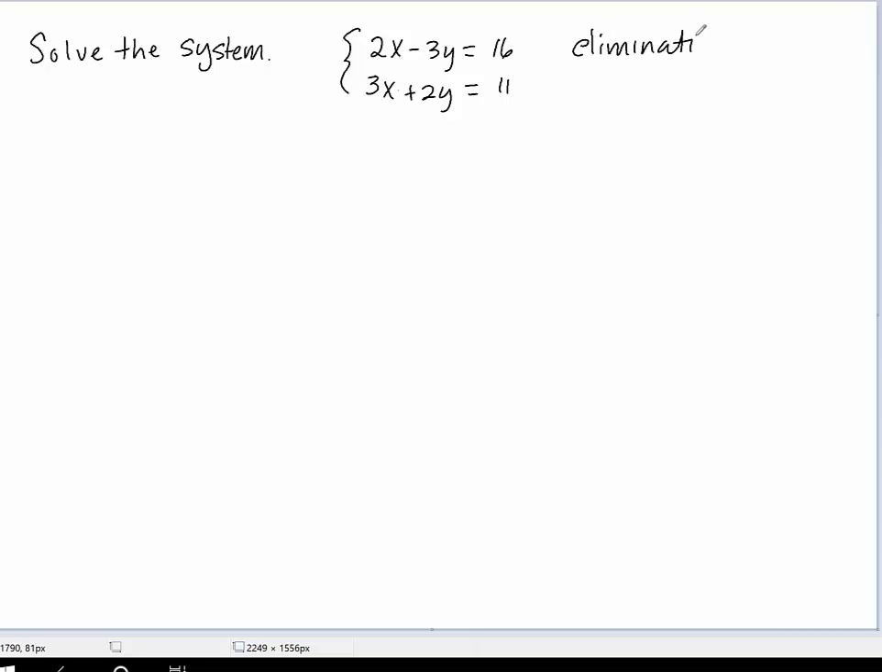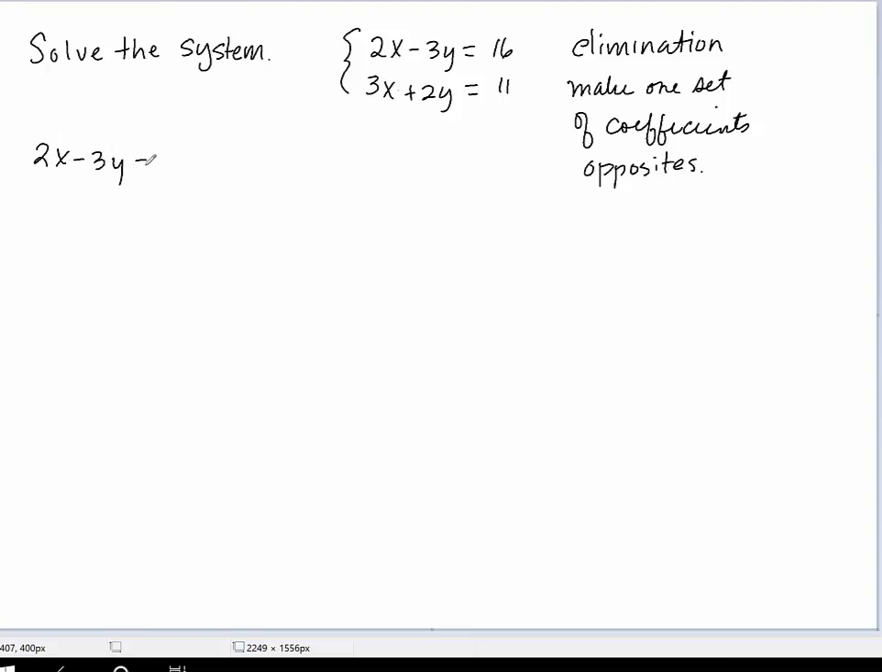And the goal of elimination is to make one set of coefficients opposites. In other words, I want to make the x coefficients opposites or the y coefficients opposites. So if you take a look at the x's, those coefficients are 2 and 3, and I would like for them to be opposites, so I think of a number they'll both go into, which is 6. So I'm going to make the top one 6 and the bottom one its opposite, negative 6.